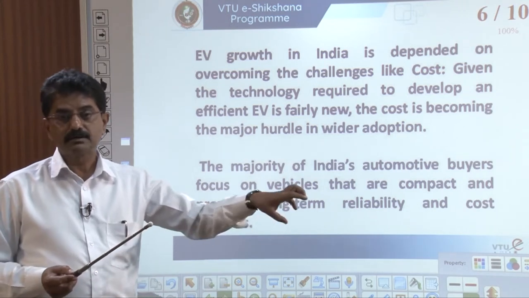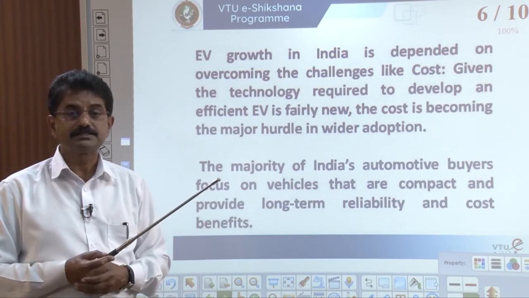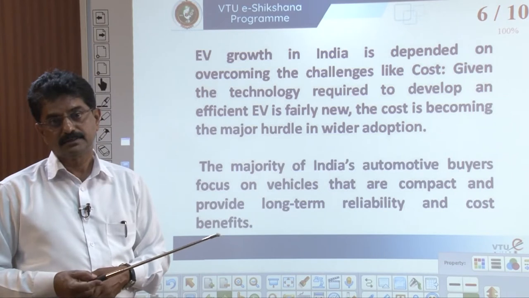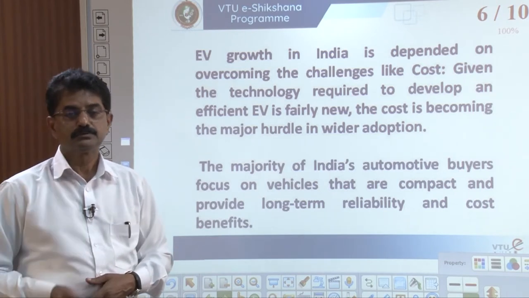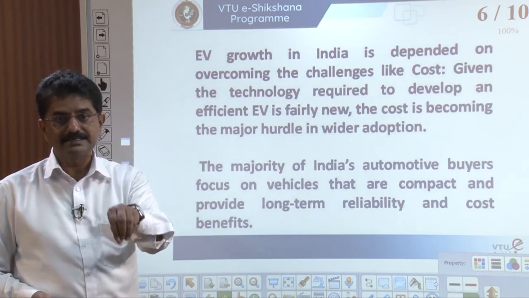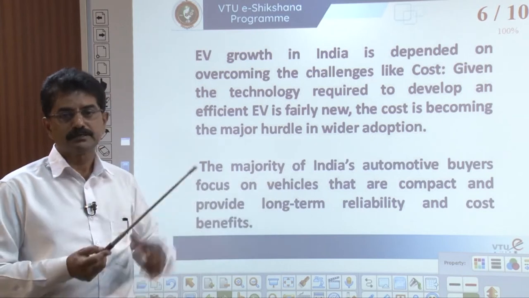Of course, the initial cost of the vehicle is very high. The cost. But what about the running cost? Running cost is very less. The maintenance cost is very less. Just before I told you, the maintenance cost, once the battery is discharged, we need to charge the battery by connecting it to the supply.